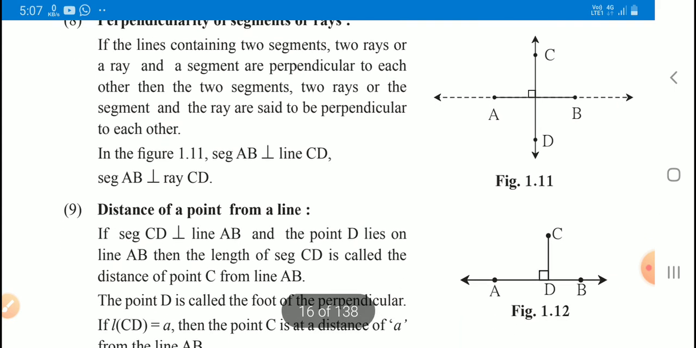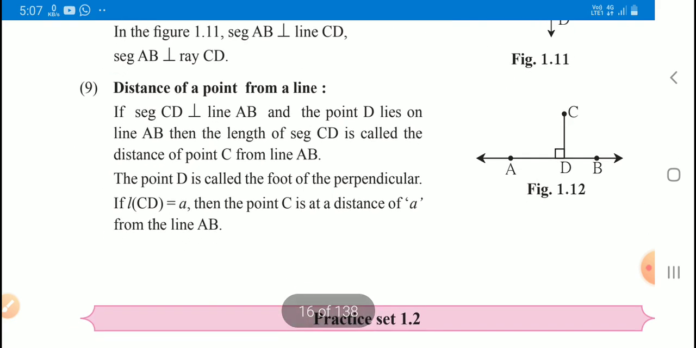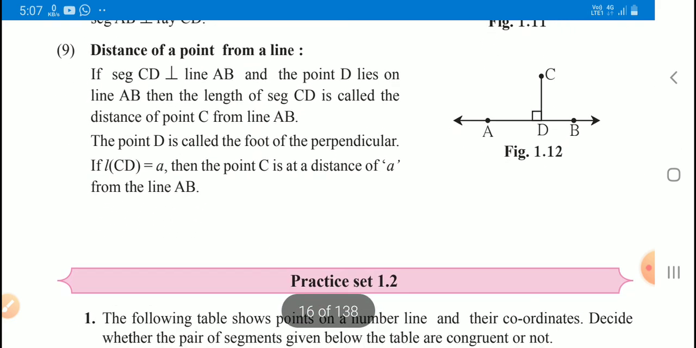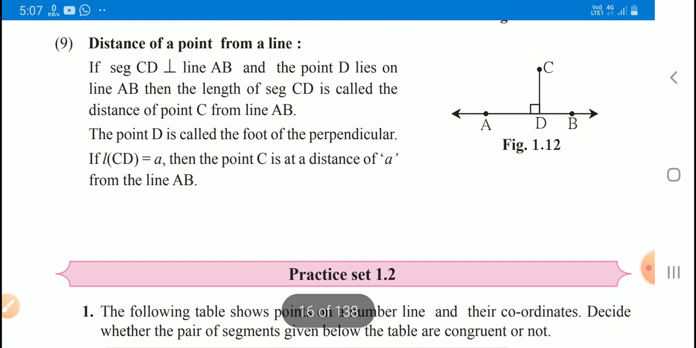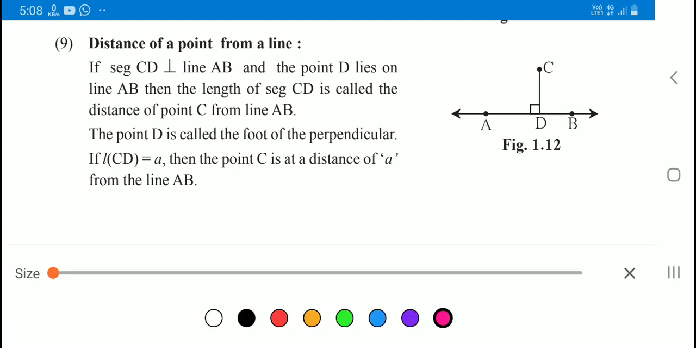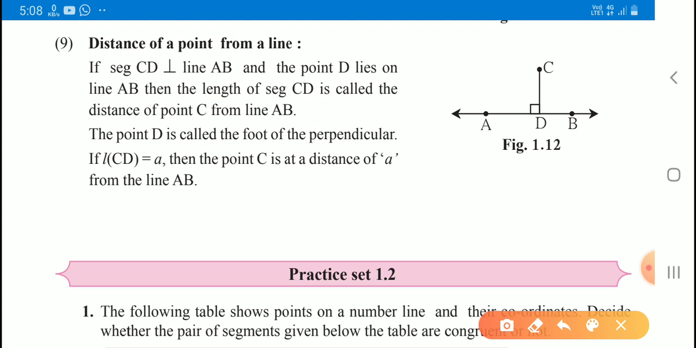Now the next point is the distance of a point from a line. Here we see segment CD is perpendicular to line AB, and the point D lies on the line AB. Then the length of CD is called the distance of point C from line AB. Here this CD is the distance from the line AB.